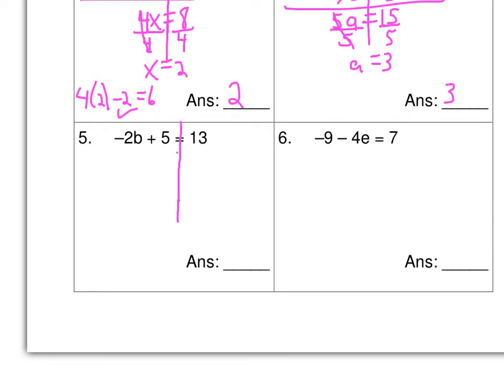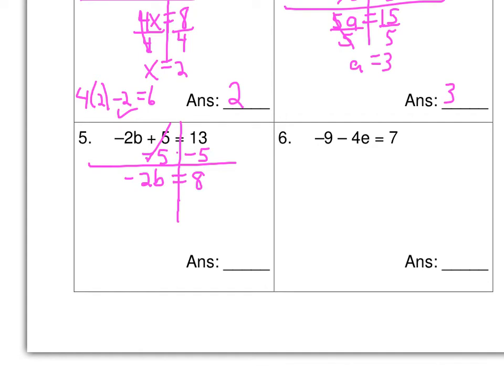So first I'm either going to add or subtract. I see that this is adding 5, which means I'm going to subtract 5 from both sides. Draw a line. 5 minus 5 is 0. I bring the negative 2b down, equals 13 minus 5 is 8.